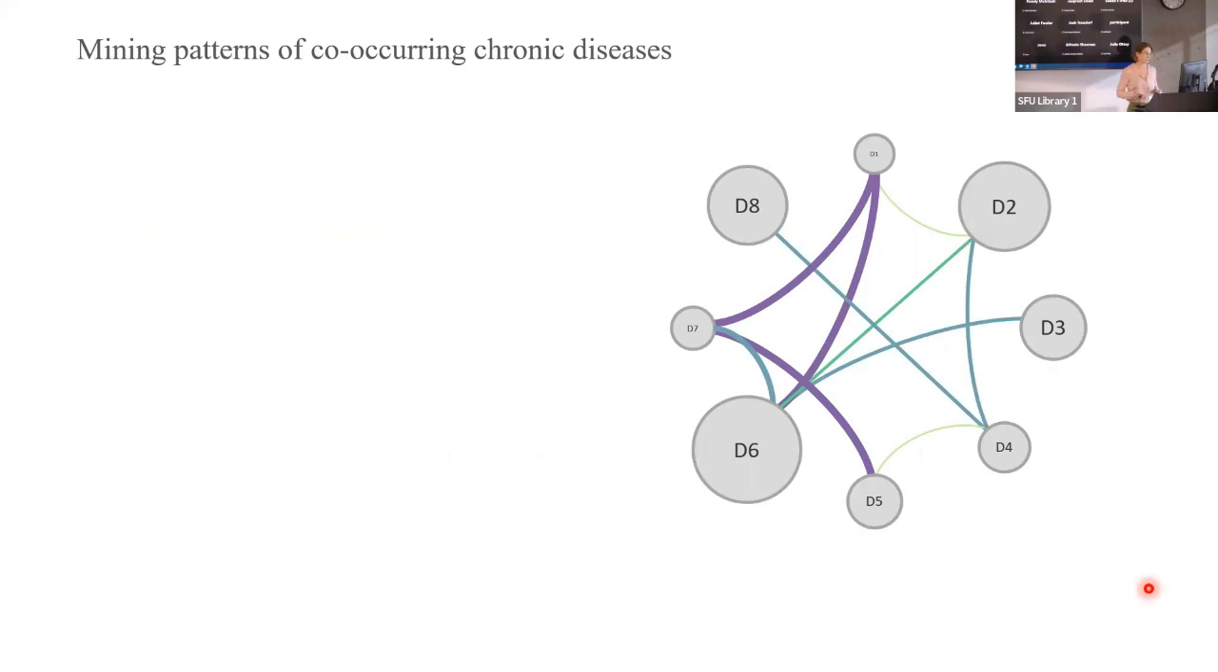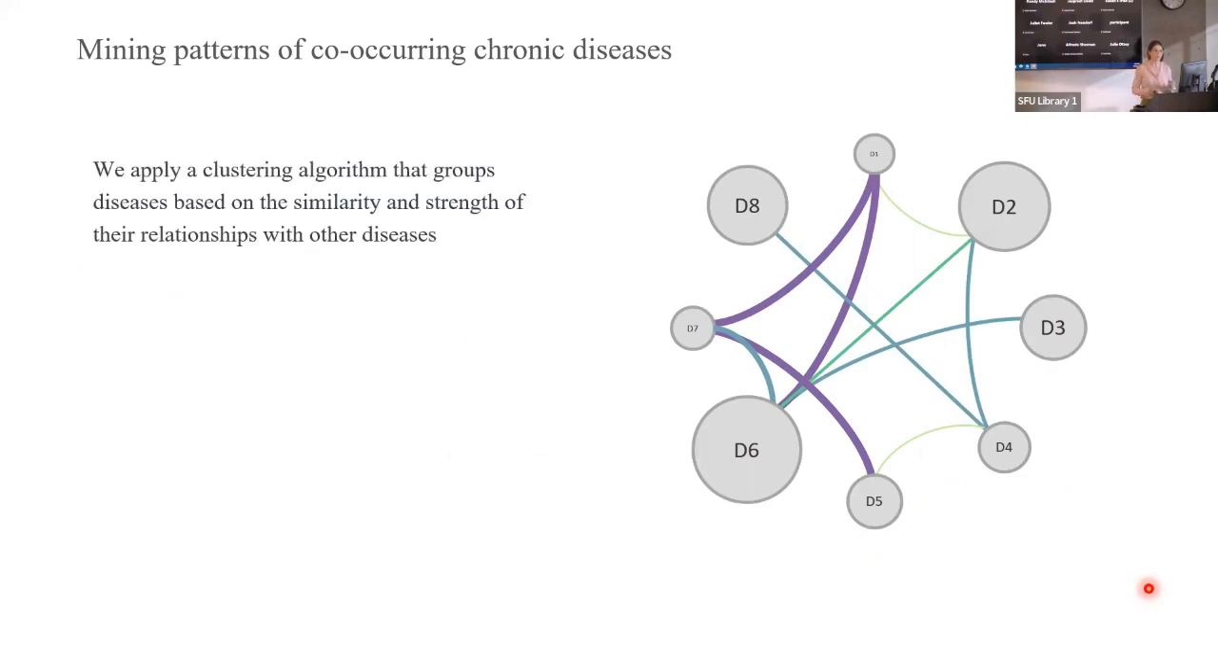So looking at those networks is nice, but ultimately we also want to apply clustering algorithms in order to move from just pairwise disease combinations to try to identify higher order patterns that are occurring. The clustering algorithm we use is grouping diseases based on the unique links between diseases. So any disease node can have membership in multiple clusters. And the links are grouped based on their similarity and strength of relationship with other diseases.